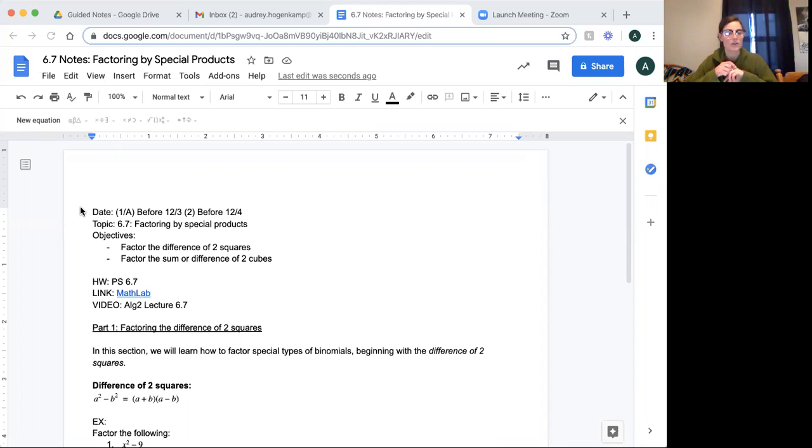So our objectives are to learn how to factor the difference of two squares and factor the sum or difference of two cubes. Homework is problem set 6.7, posted on MyLab. Video will be linked when it is complete.